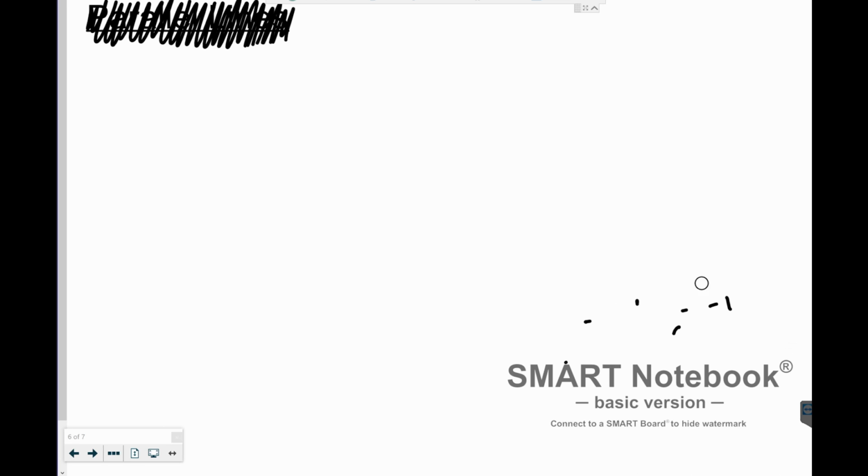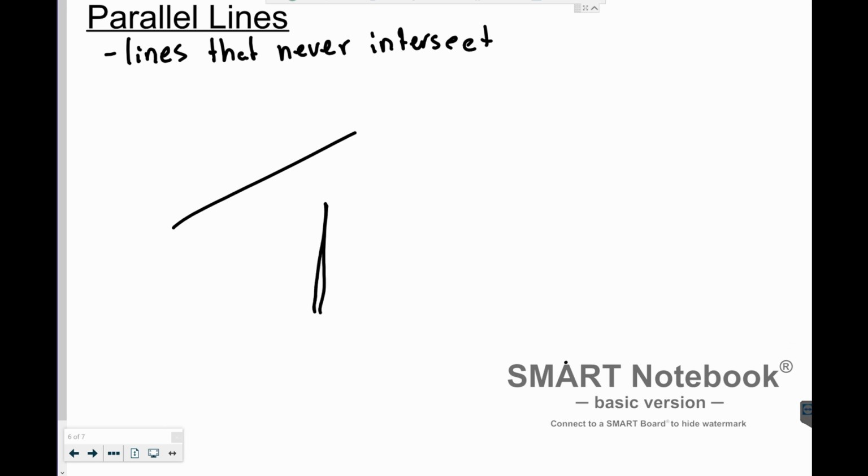Okay, so now we want to look at what this page was originally meant for, and erase this up here too. We were going to talk about parallel lines. Parallel lines are lines that never intersect. So if we have lines like this, these go on forever in both directions. Eventually, this one will cut through that one. Those will intersect, and that's not what we want.